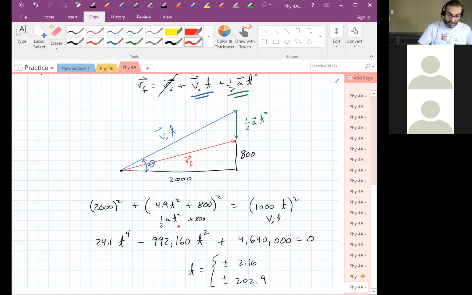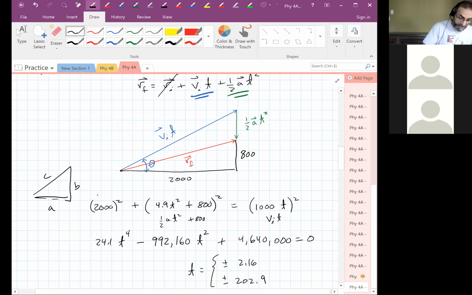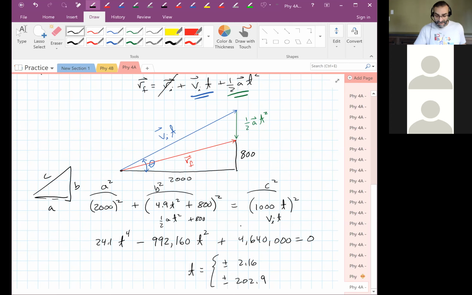All I'm doing with this is taking a right triangle and saying a squared, that's this, right? Plus b squared, right? Equals c squared, right? That's all I'm doing here. So these are just lengths of a triangle. Don't put a negative number in for a length of a triangle, right? Think about how you're solving the problem. The direction is taken into account with the direction of the arrow, and these are magnitudes.